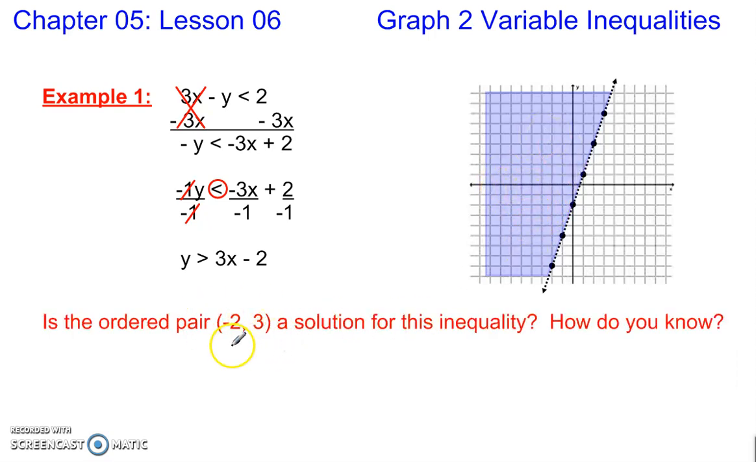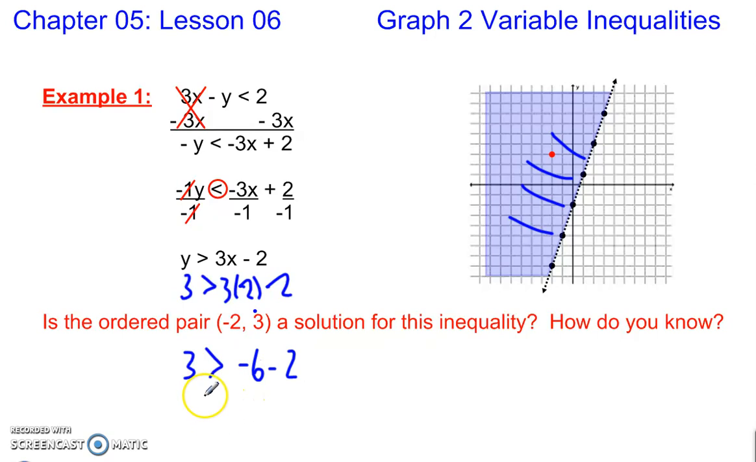Now I could pick an ordered pair and say, is this ordered pair a solution for the inequality? Well, we could go negative 2 and 3. There's my pair. Plug that in to this equation, say yes, that is true. So you can either determine that this is a solution by graphing it and seeing that it is in the side where the solution is, or you could plug it in here, say this is y, put 3 in there is greater than 3 times negative 2 minus 2, and solve that, get 3 is greater than negative 6 minus 2, so 3 is greater than negative 8, and that is true.